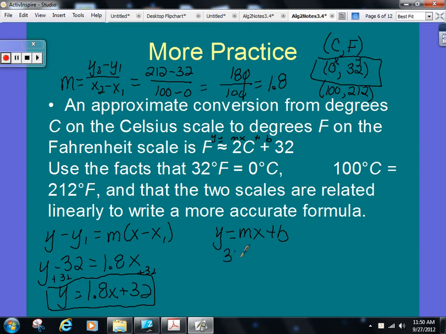So I would have 32 equals, our slope was 1.8, x was 0 plus b. 32 equals 0 plus b. Oh, look, b is 32. Well, b is my y-intercept. Now I know my slope and my y-intercept. y equals 1.8x plus 32. It does work every time. You're just plugging in for x and y instead of x1 and y1.